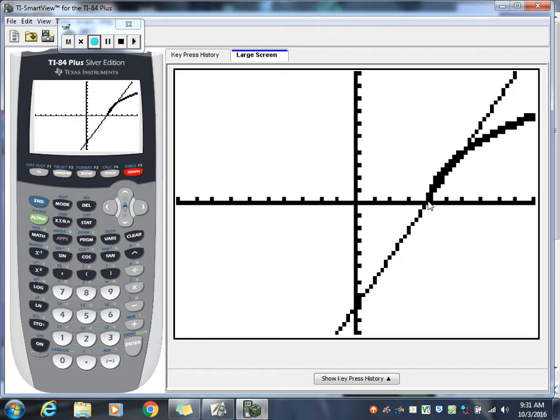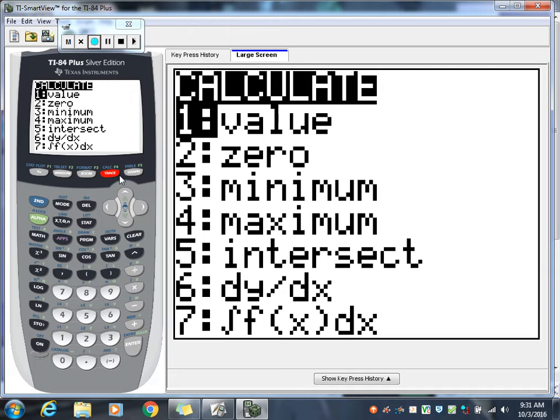So here's our line. Here's our radical. We can tell in this area right here, they're definitely going to cross. So what we can do is go to the calculate menu, which would be second trace, and we want to look for their intersection, which is right here, choice 5.